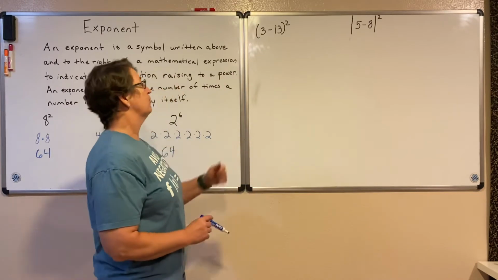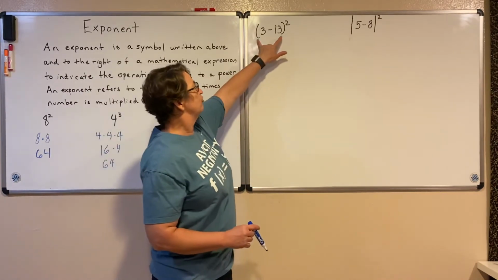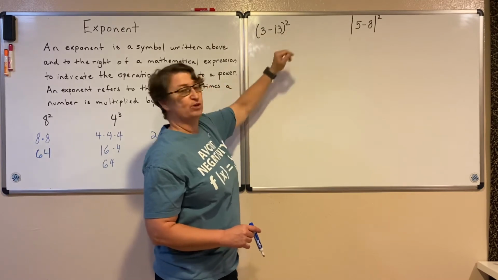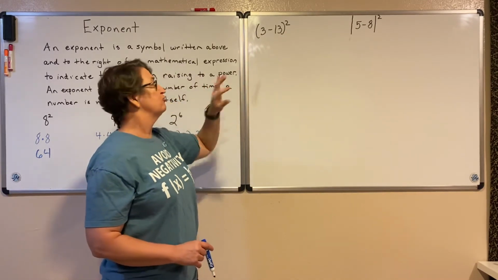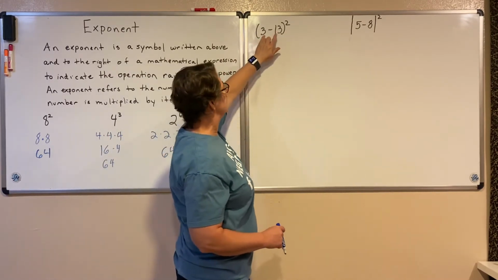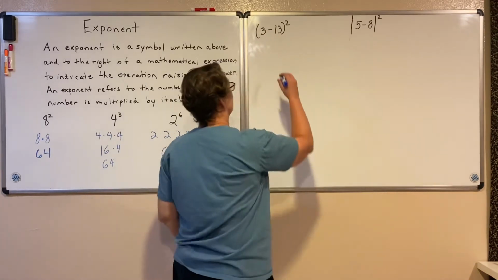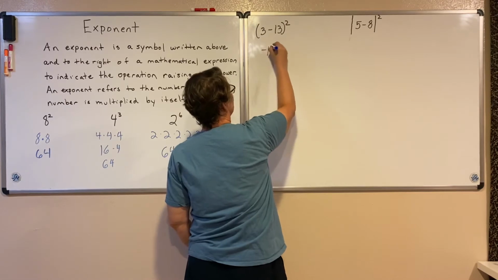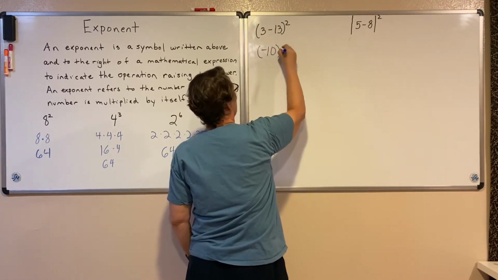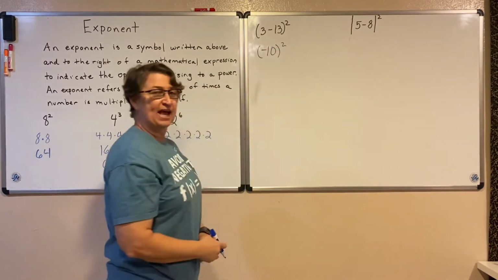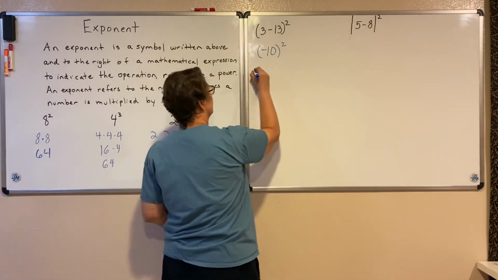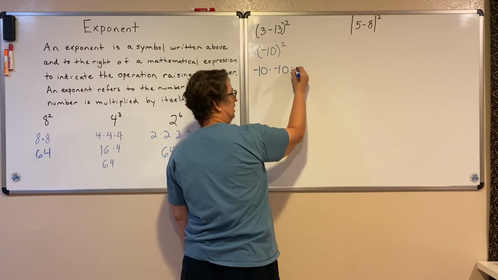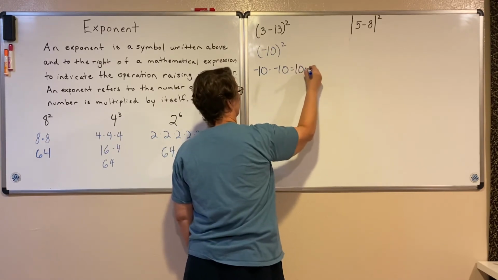Let's practice a couple more. Here we have grouping symbols. We have a parentheses, and then the exponent is on the outside. So let's take care of inside that grouping symbol first. So inside the grouping symbol, we have a -10. And now, -10 squared, that's -10 times -10, which equals 100.